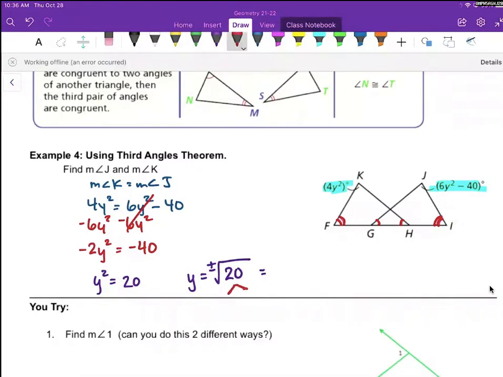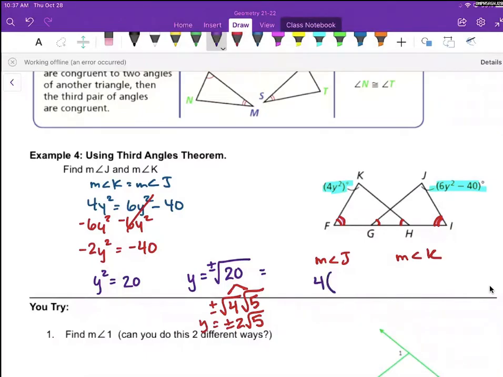Well, let's simplify this. So if we take our 20 and split it into a perfect square number and another factor, we could use 4 and 5. So this would be plus or minus 2 root 5. So we really have two answers here for y. But the question is not asking for y. The question is saying, can you find the measure of angle J and the measure of angle K? And so let's go and plug those back in.